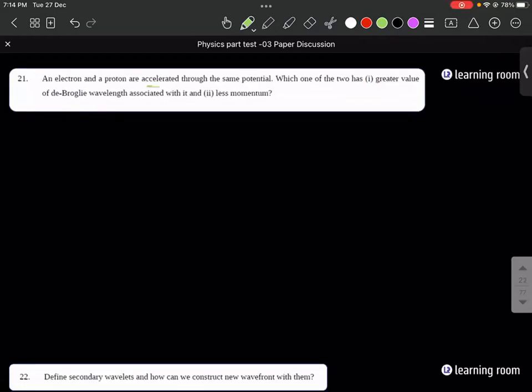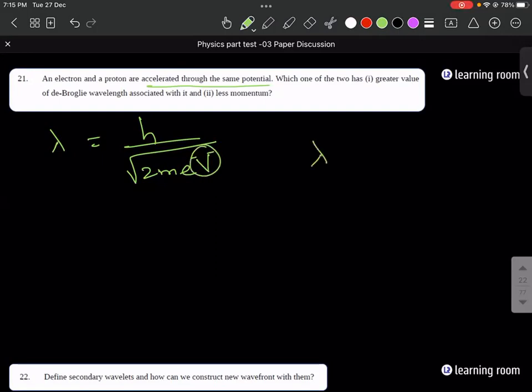An electron and proton are accelerated through the same potential. Which one of the two has greater value of de Broglie's wavelength associated with it? And secondly, which one has less momentum? So lambda is equal to h divided by root of 2m into eV. The reason I'm using this is because I have potential coming into picture.